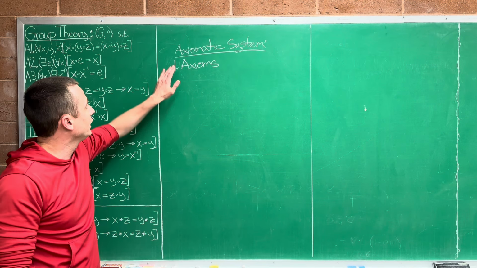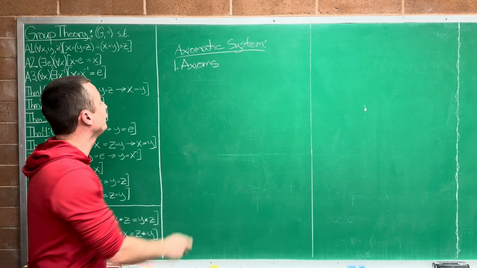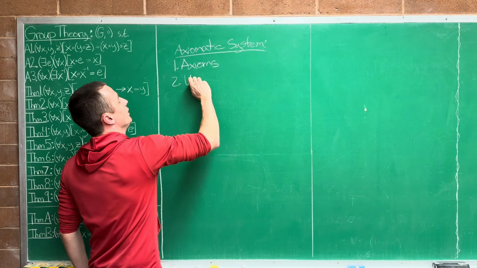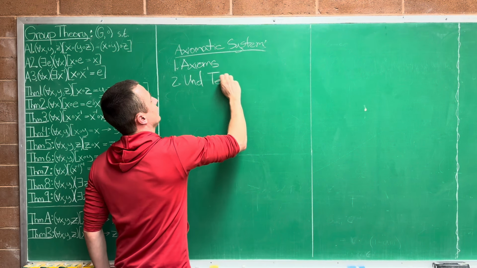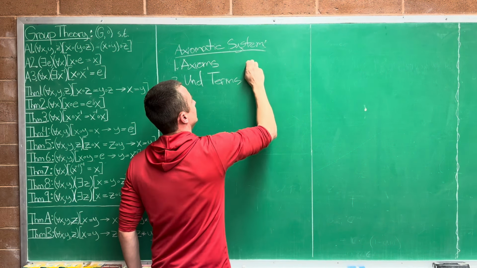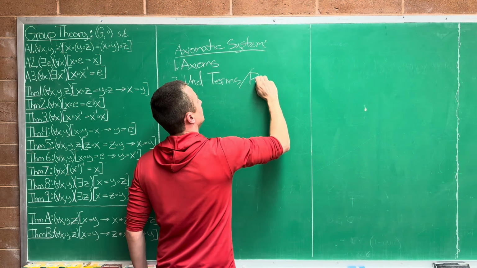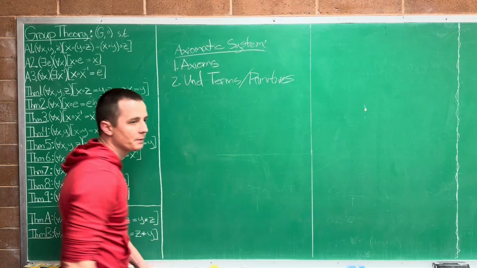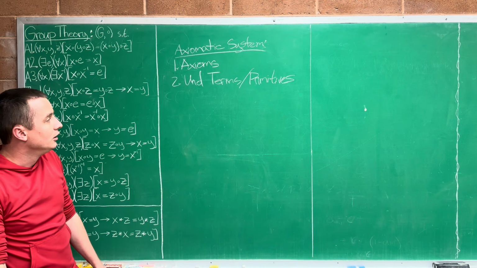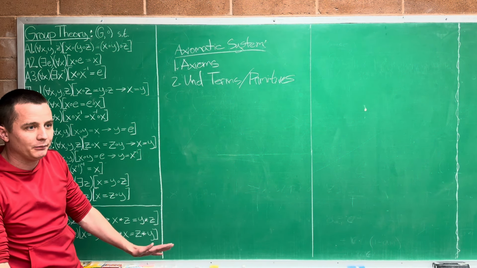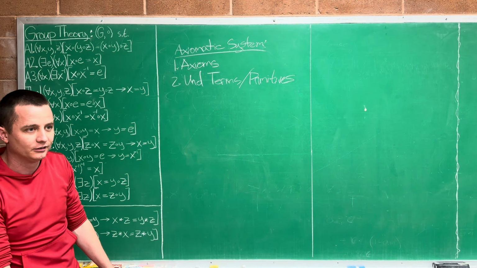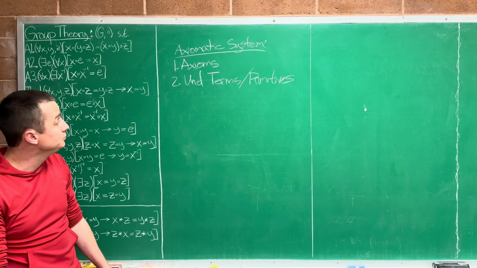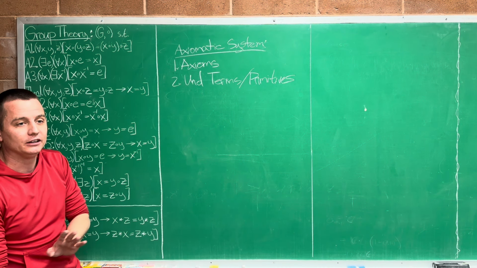Okay, what else do we have? Two, undefined terms. These are also called primitives. Why are they called primitives? Because they're the primary terms that you're going to use to construct everything else. They're primitive. So we have axioms, we have undefined terms.